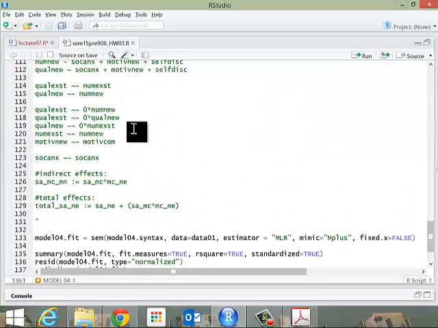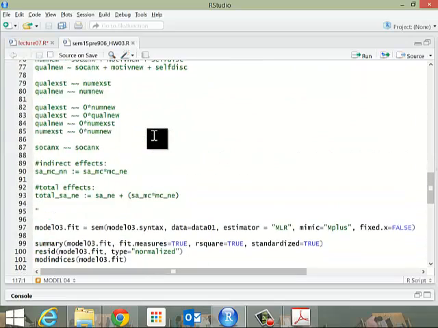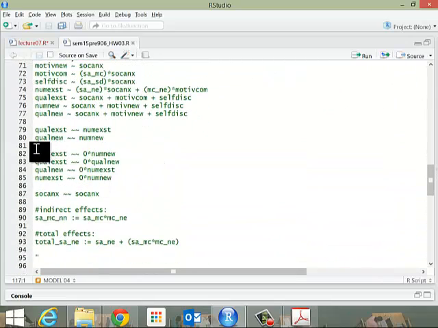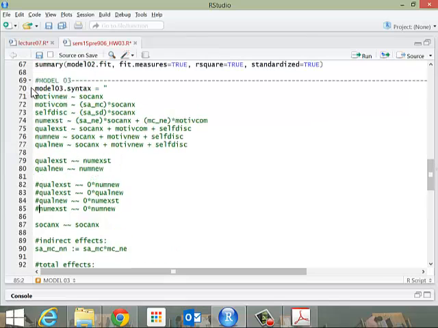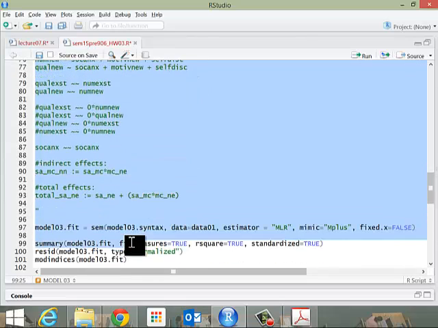I zeroed some of them out. So here, let me go back in time. Let's imagine I do this analysis right here, and I comment out. This is model 3, and I comment these out.